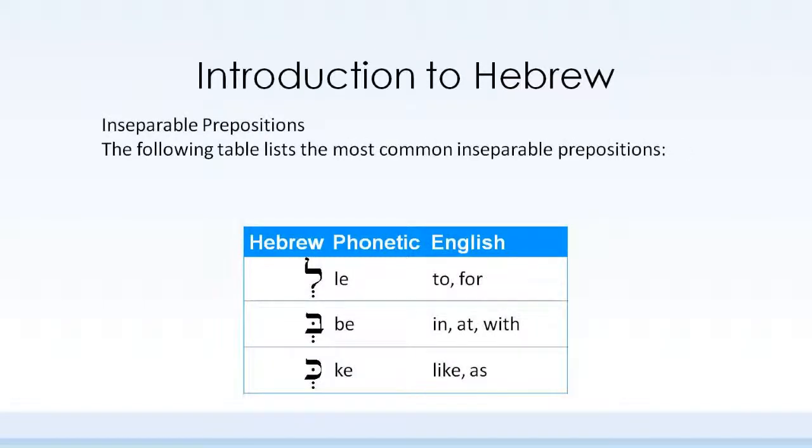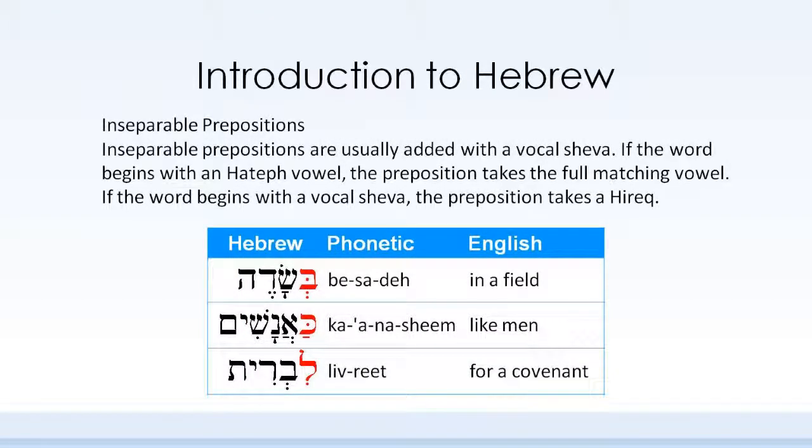This table lists the most common inseparable prepositions. The first is le, which means to or for, be, which means in, at, or with, and finally ke, which means like or as. Inseparable prepositions are usually added with a vocal shiva.